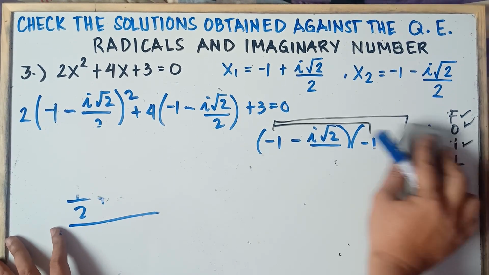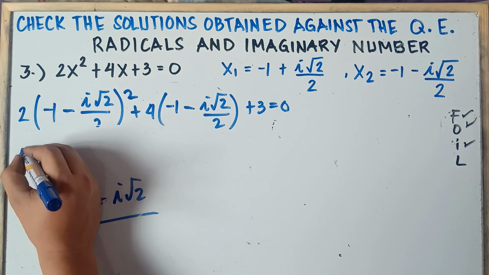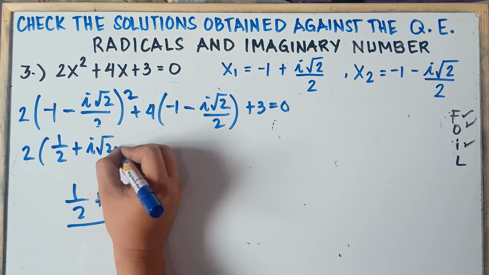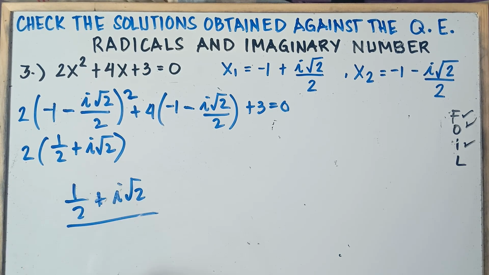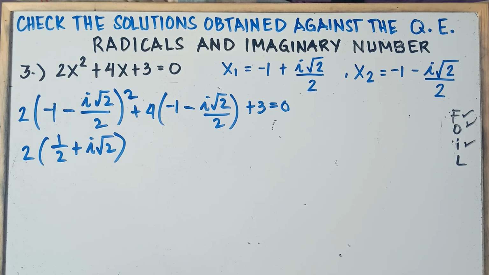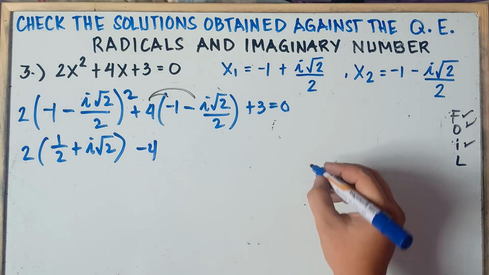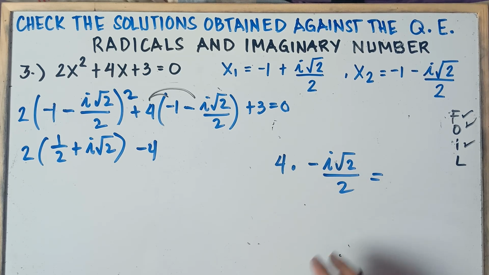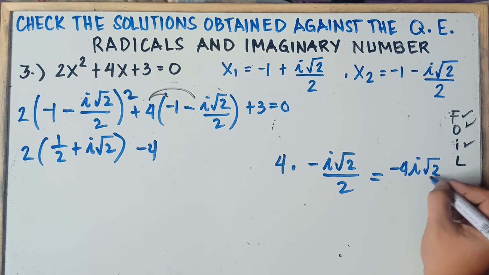Alright, so 1/2 plus i square root of 2. So this will be 2 times 1/2 plus i square root of 2. When we simplify this one, the answer is this one. Alright, and then you distribute, class, this one. 4 times negative 1, that's negative 4. And then this one, 4 times negative i square root of 2 over 2. 4 times negative i, that's negative 4i. Copy square root of 2 over 2.